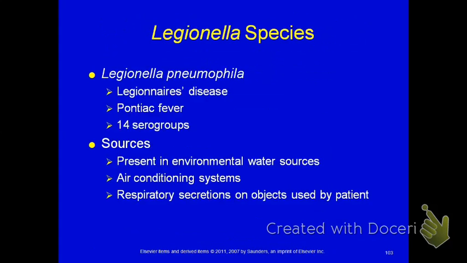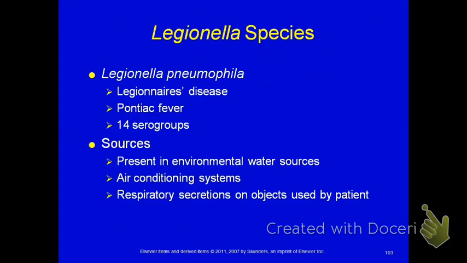Then we are now going to discuss another important organism. This is Legionella, the etiologic agent of Legionnaire's disease. Legionella pneumophila could cause Legionnaire's disease. A mild form of Legionnaire's disease is Pontiac fever. The organism has 14 serogroups.